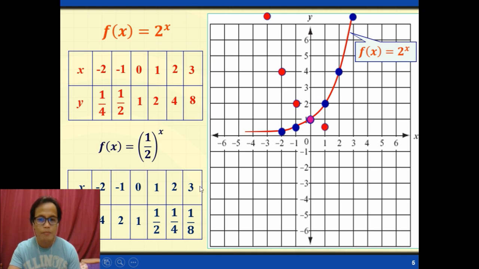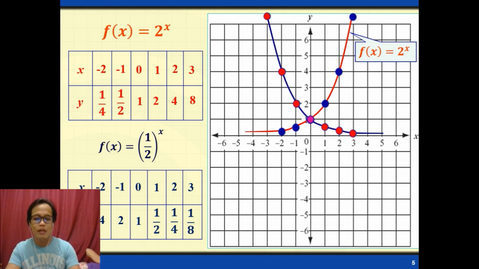Natong point diri. Sunod, 2 and 1 fourth. X is 2, y is 1 fourth. Approximately na dira. Kamay. And last, 3 and 1 eighth. Pinakagamay na yun. Approximately na ara na dira pero wala na mo tungtong sa 3. Naagi na diha, na ibabaw-babaw gamay sa 3, hantod magkagamay na siya. Then connect the points.